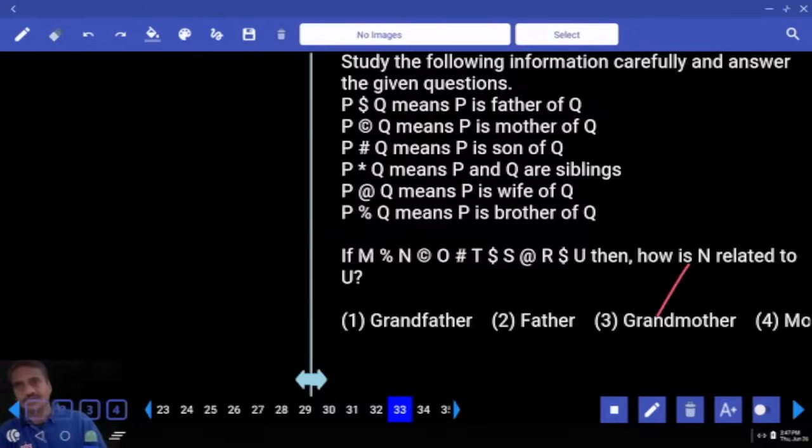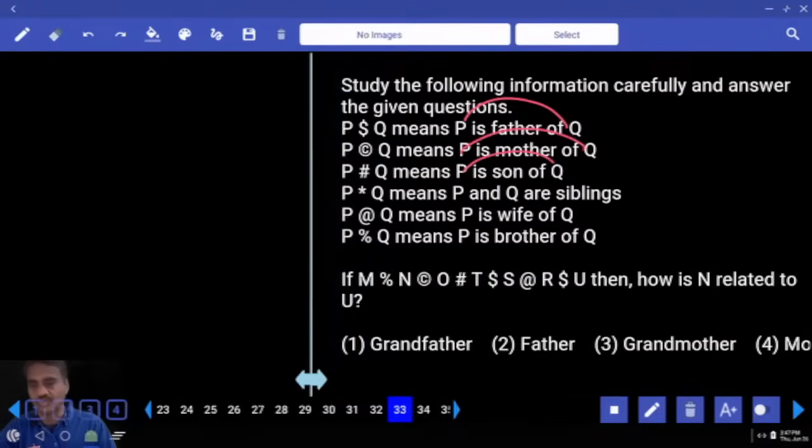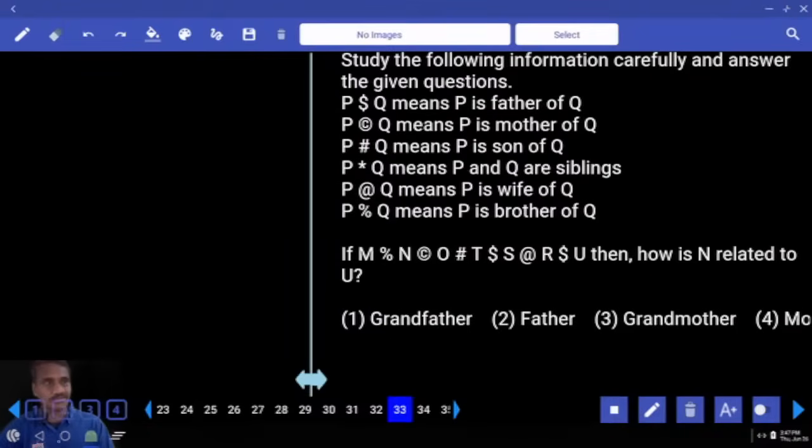Then 33 to 35, the last 3 questions. Here it is based on blood relations, coded blood relations. In all these cases, the conditions are from P to Q only, isn't it? First, we need to check whether all the given conditions are in the same order, P to Q, or if there is any statement given in the reverse order, then Q to P.